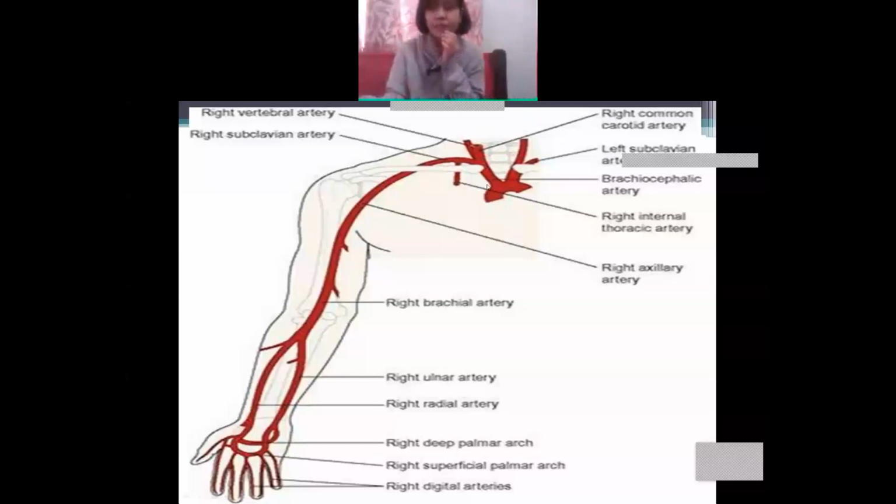Okay, this is the brachiocephalic artery. Where are they arising from? They are arising from the arch of the aorta. You remember the aorta? I mean the heart. That is the aorta. From the arch of the aorta, the curve of the aorta, they arise from the brachiocephalic artery. Then afterwards, they come to the subclavian artery. Okay, so in this way they arise.